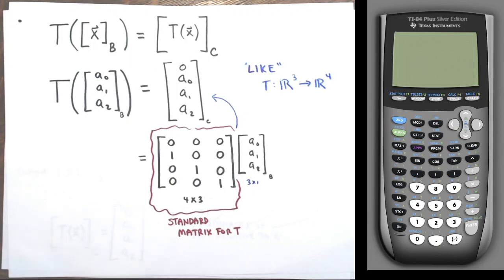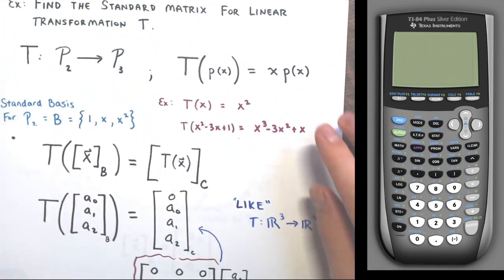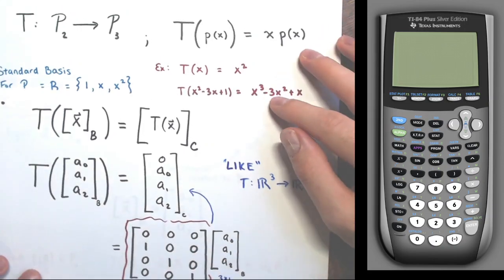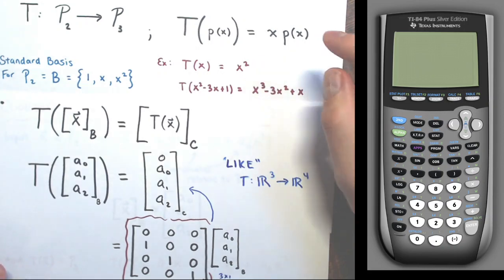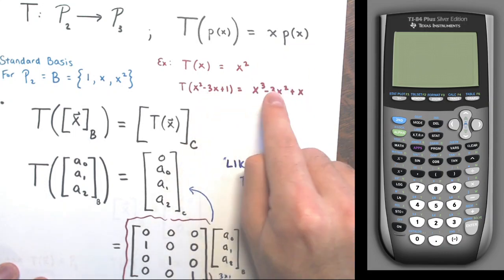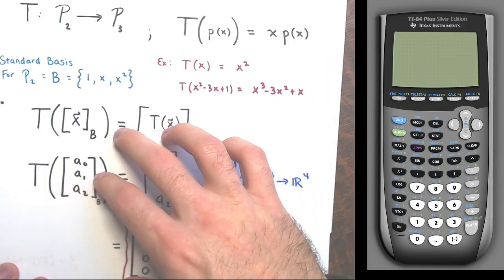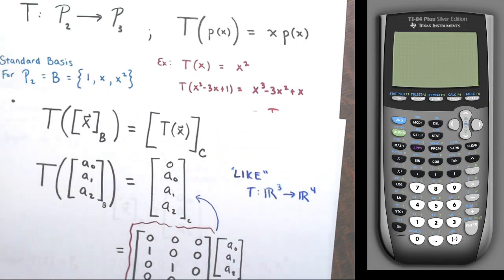Okay, so now let's use this. If I go back to the very first page for this example, let's see if this is actually working out. Because if this standard matrix statement I made is correct, then all the statements I wrote up here, every input and output from the examples at the beginning, where T of x was x squared, and T of x squared minus 3x plus 1 was x cubed minus 3x squared plus x, should also be true in this coordinate vector representation. So let's see that working out.